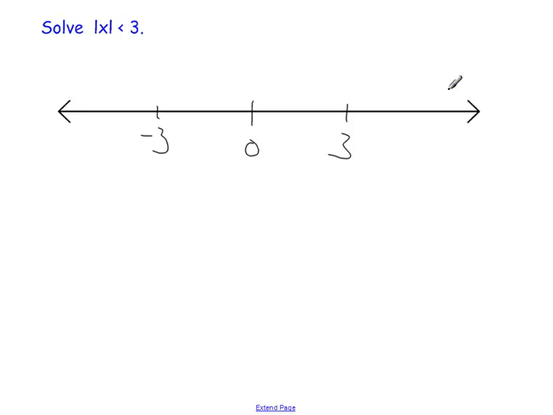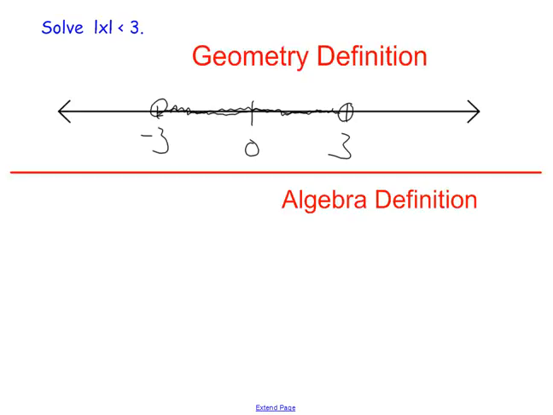Well, what numbers on this number line are less than 3 units away from 0? Well, everything from 3 all the way to negative 3, all of those things in here have a distance that's less than 3 from 0. And we put open circles around the negative 3 and the 3 because those are not less than 3 from 0. They're a distance 3 from 0, but not less than 3. So that was using the geometry definition of absolute value.